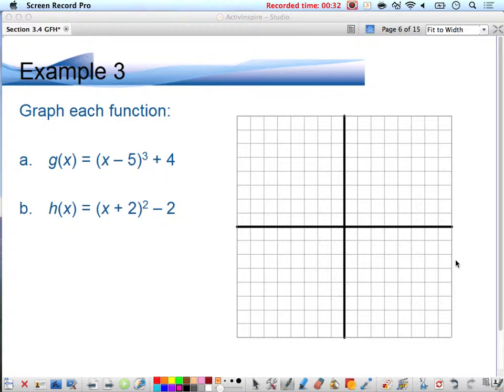X to the third. Yeah, you just drop the parentheses and the numbers and you just keep the variable and the power or the symbols. So it'll just be the basic x cubed. But for part B, the parent function would be y equals what? X squared. So let's just take off part B and focus our attention only on part A for now.